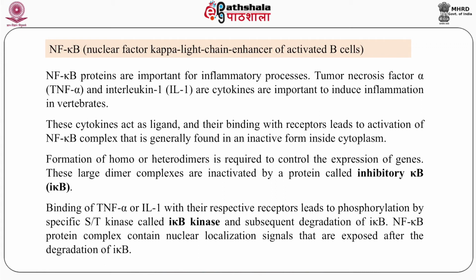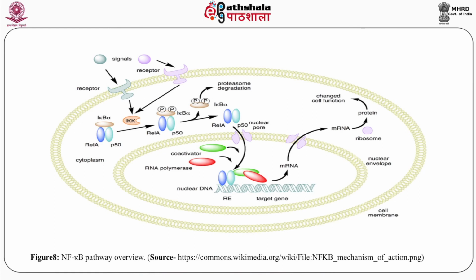Formation of homo or heterodimer is required to control the expression of genes. These larger dimer complexes are inactivated by a protein called inhibitory kappa B or I-kappa B. Binding of TNF alpha or IL-1 beta with their respective receptors leads to the phosphorylation by a specific serine or threonine kinase called I-kappa B kinase, and subsequently degradation of I-kappa B. NF-kappa B protein complexes contain nuclear localization signals that are exposed after the degradation of I-kappa B.